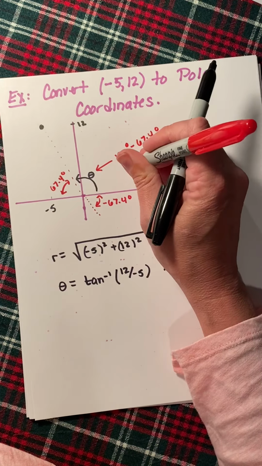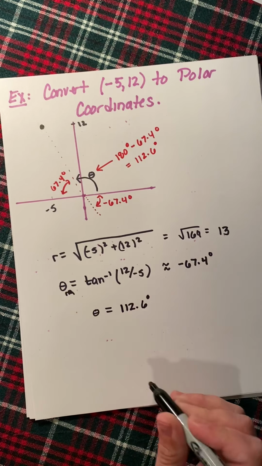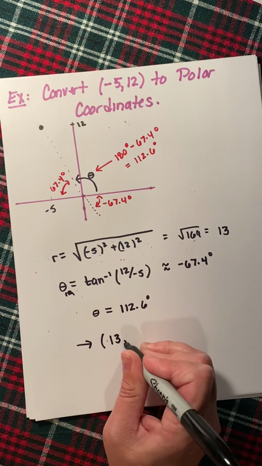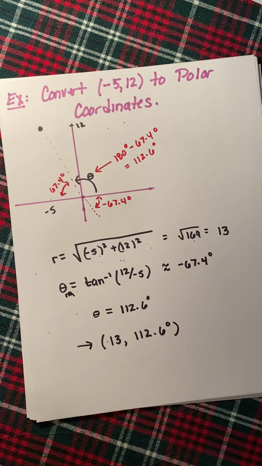All right, so it's not exact. So therefore, I'm going to call theta my reference angle right here. So therefore, we're going to use theta equals 112.6 degrees. Don't forget your degree symbol. And the coordinates of my point are going to be 13, 112.6 degrees.